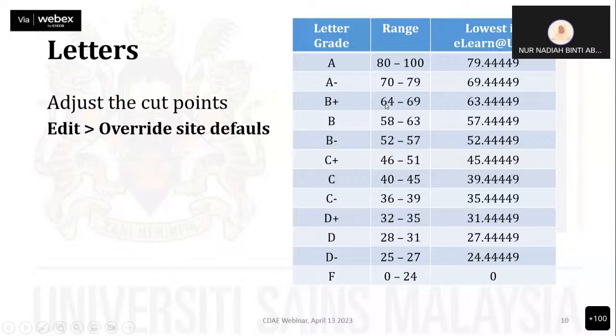And then this is what our school uses in School of Mathematical Sciences. We have A until F, and this is the range. Okay, so eLearn at USM handles up to 5 decimal points. So the range is 80, meaning that students who get 80 plus will be given A. But if you put 80 in the eLearn, if the student scores 79.9, the student will get A minus.